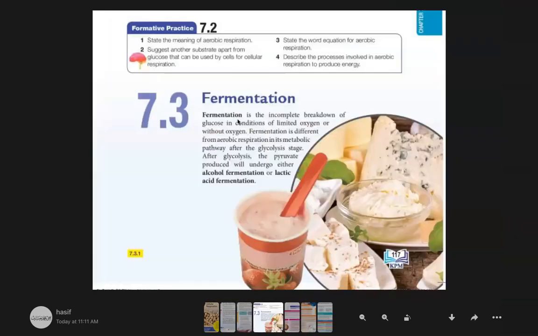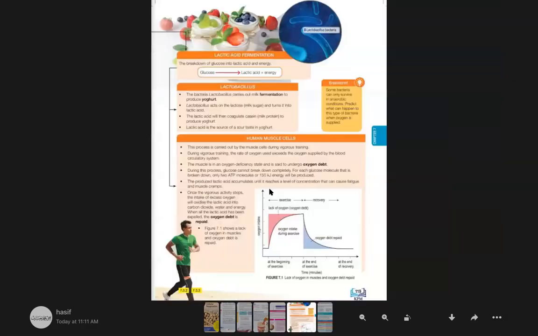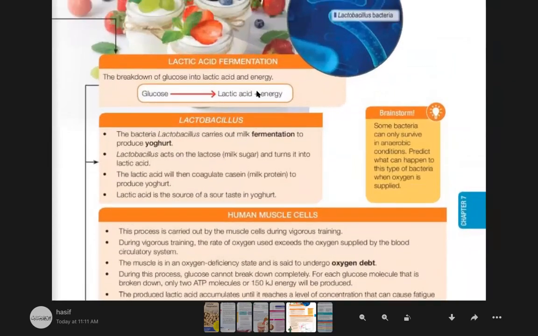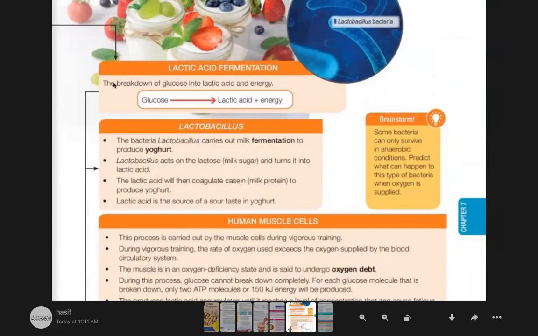Tadi kita belajar ni ada dua kan fermentation ni kan, alcohol fermentation and lactic acid fermentation. Now we done with alcohol fermentation. Now we go for lactic acid fermentation. Saya tengok lactic acid fermentation. Sama juga, it will incomplete, kena ada perkataan incomplete breakdown of glucose into lactic acid and energy.